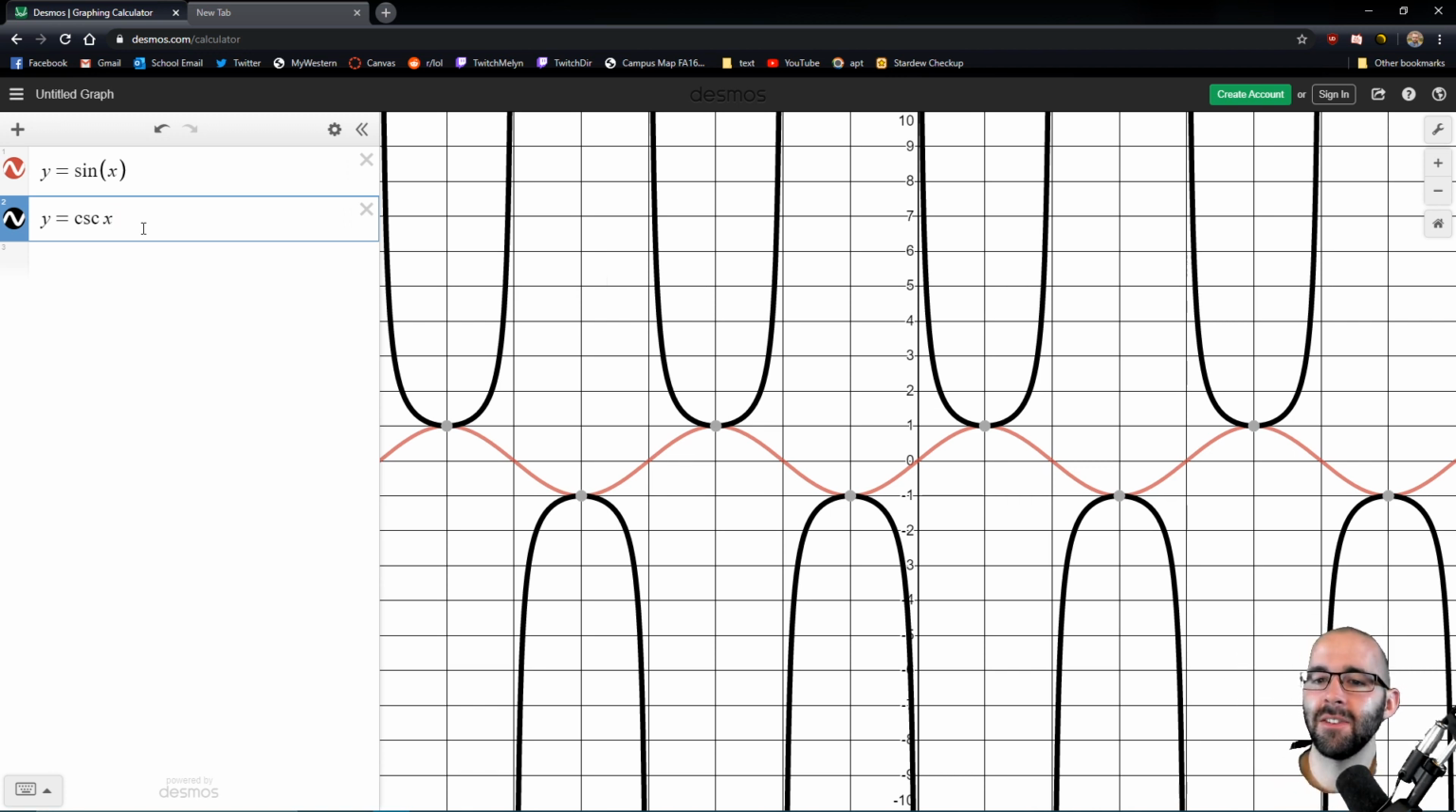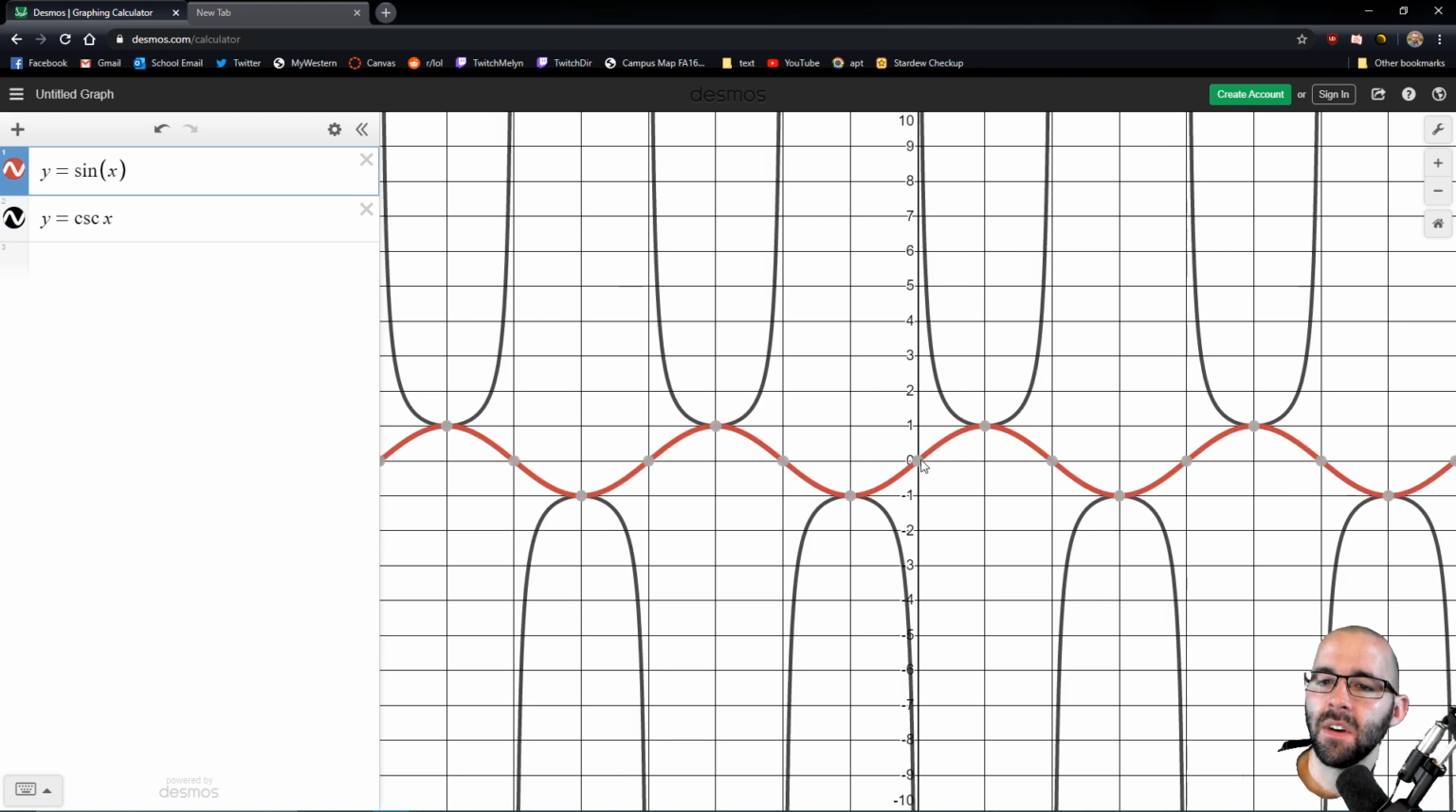So let's unpack this a little bit, right? So on sine, when sine is 0, cosecant is a reciprocal function. What's the reciprocal of 0? 1 divided by 0. That's undefined. So every time sine hits 0, cosecant is going to be undefined, and we're going to get another asymptote.